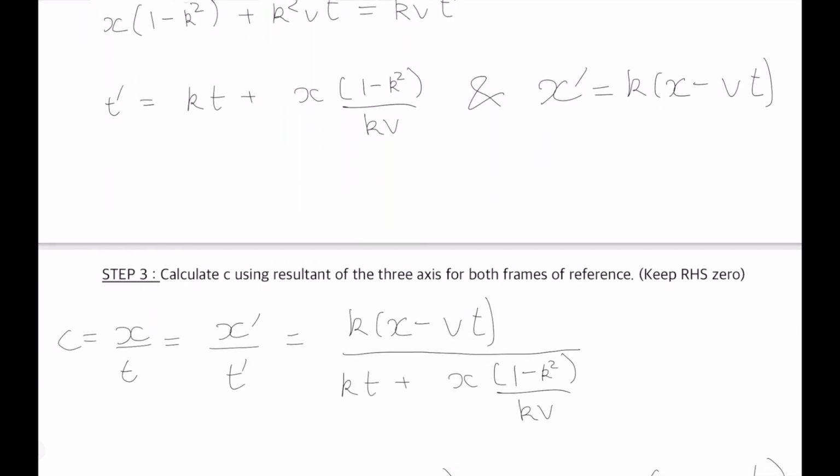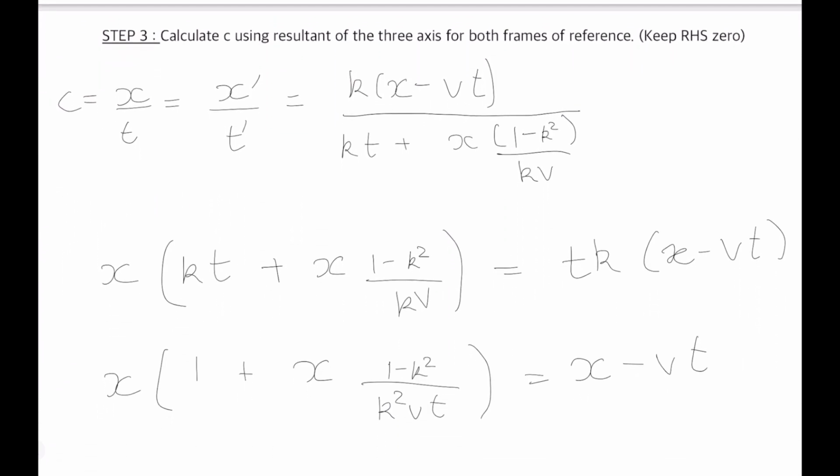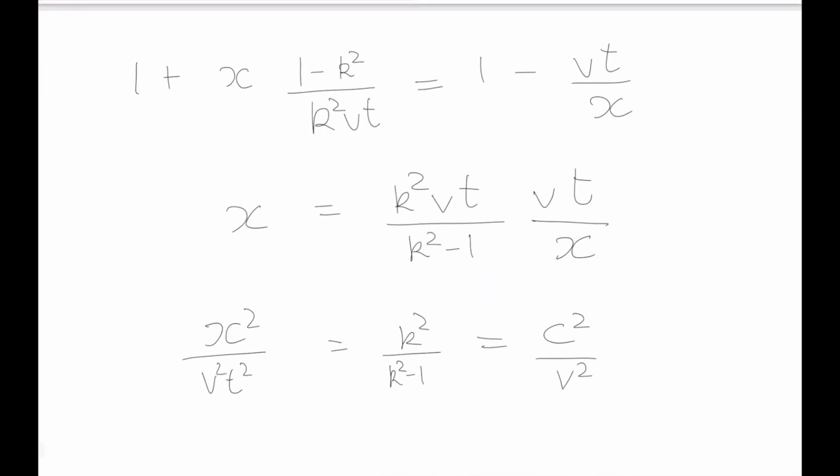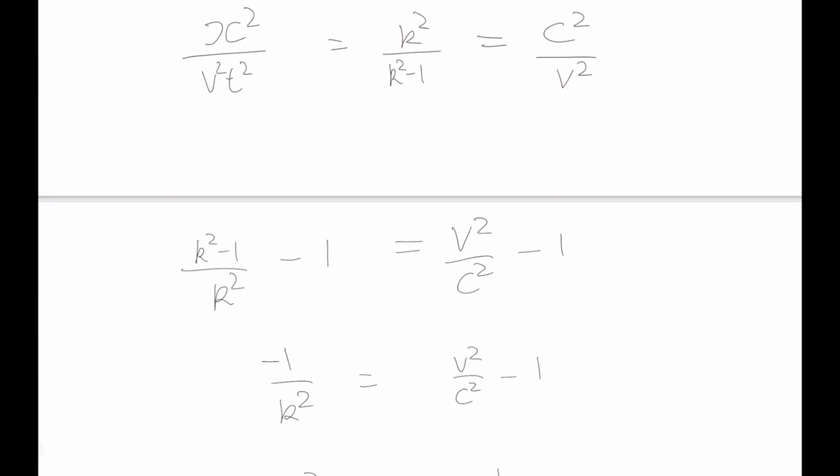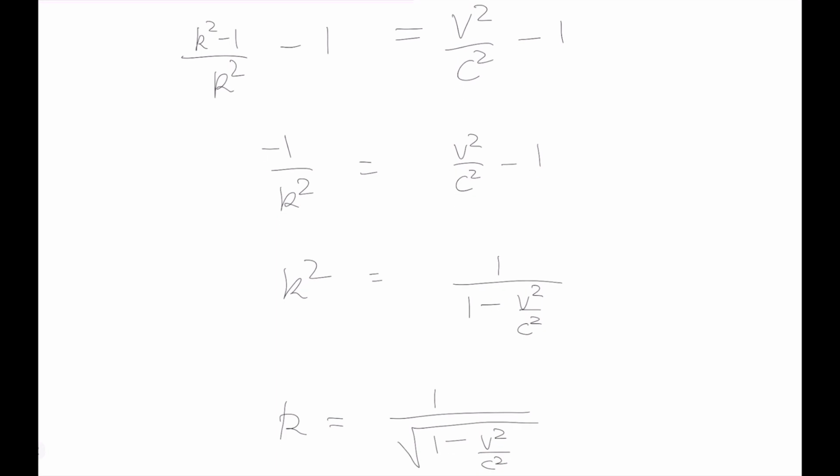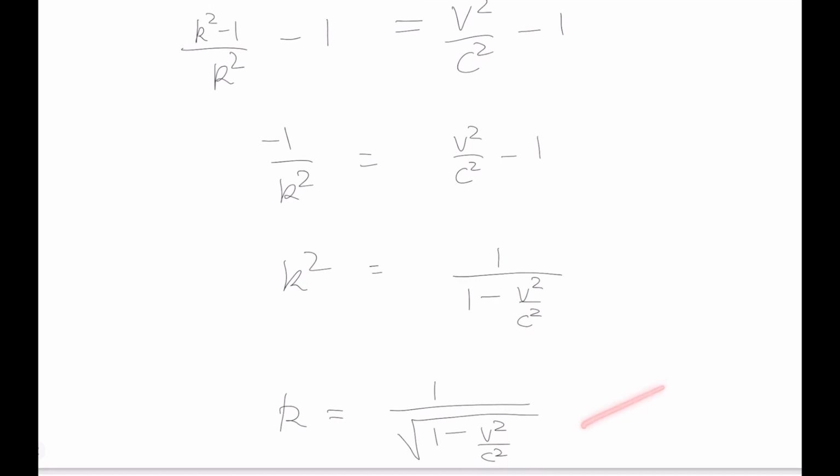Step 3 is calculating the speed of light in both frames of reference. Just like we calculate speed generally, we will just divide distance by time. So x upon t or x dash upon t dash is the speed of light. We know the value of x dash, we know the value of t dash, we will just input that and solve it algebraically to find the value of k. And this is how we get k as 1 upon square root of 1 minus v square by c square.